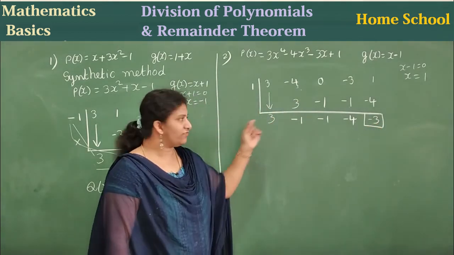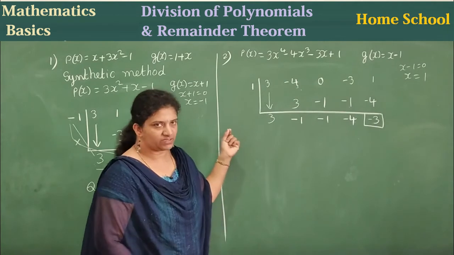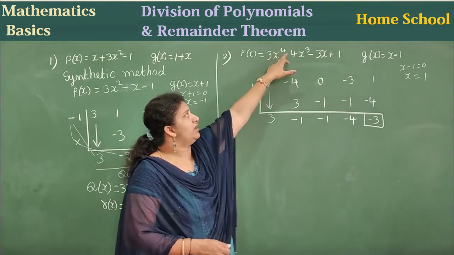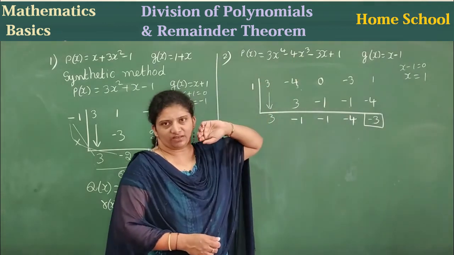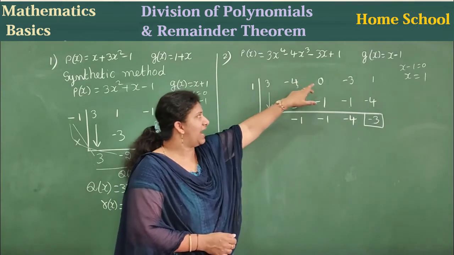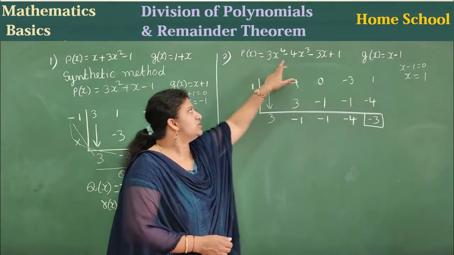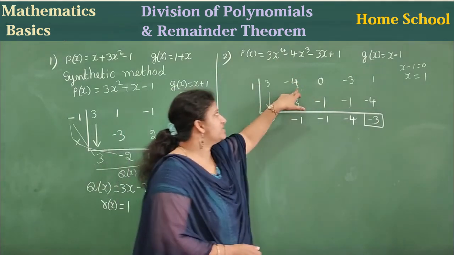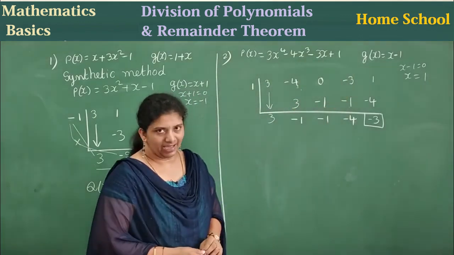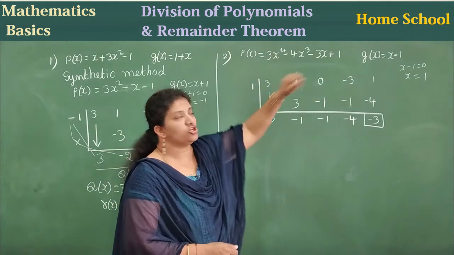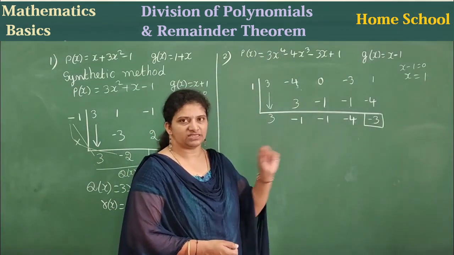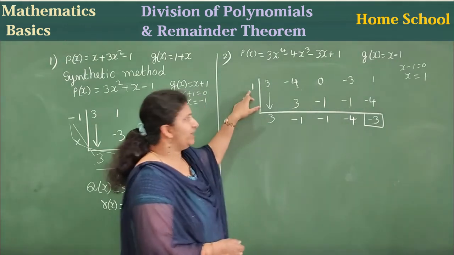Once again, before writing the quotient, I want to repeat this. Look here, 3, minus 4. Every power should be there. If any power is missing, in that place you write 0. So look here: 3, minus 4, 0, minus 3, 1. Now what we need to do, g of x, x minus 1: write the zero of the polynomial, that is x is equal to 1. Write that 1 here.